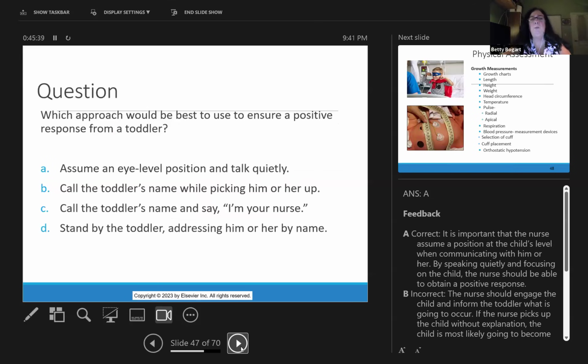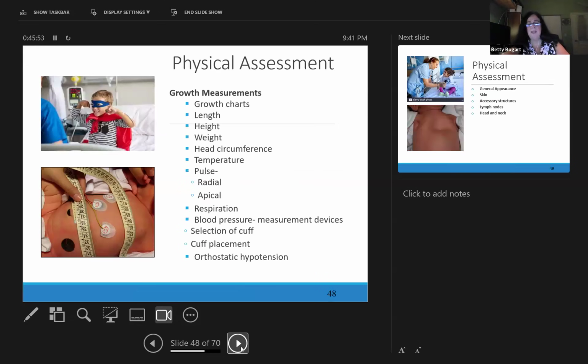So, which approach would be best to use to ensure a positive response from a toddler? A. You want to get on their eye level? Yes, we do. Thank you. So these are all the things that we do.